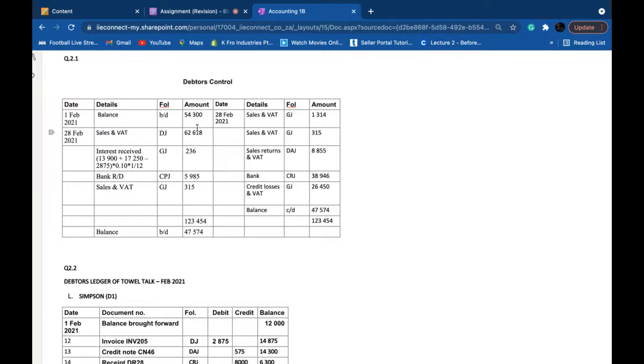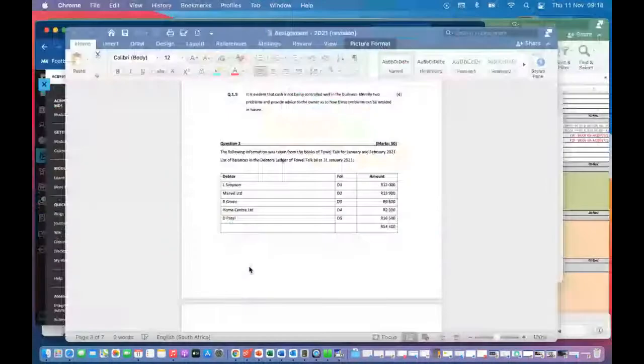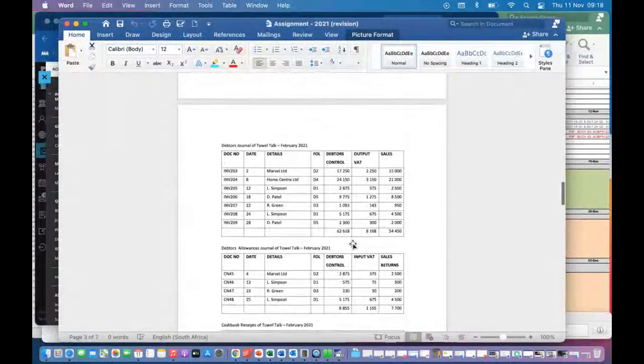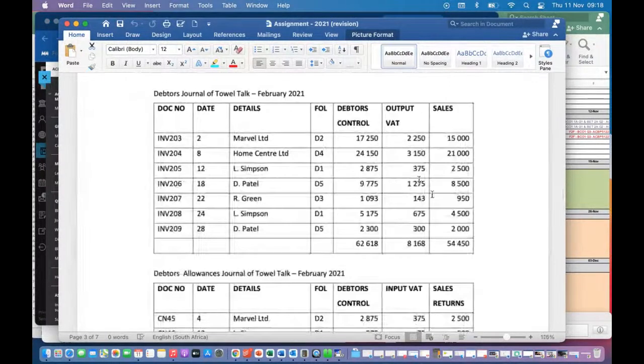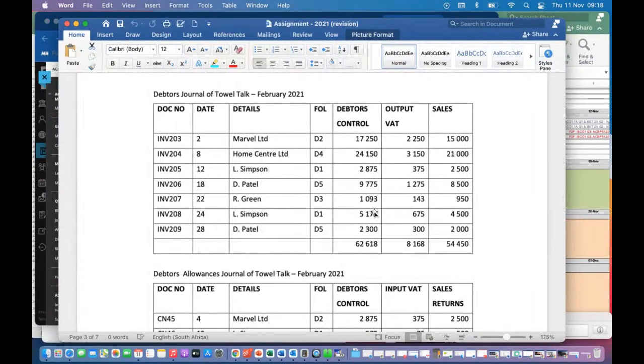We then go on to the next piece of information they gave us, and that's your debtors journal. For the guys online, let me go there for you as well. Okay, let me zoom in here. Okay, remember we're doing the debtors control. So which column are we interested in here?